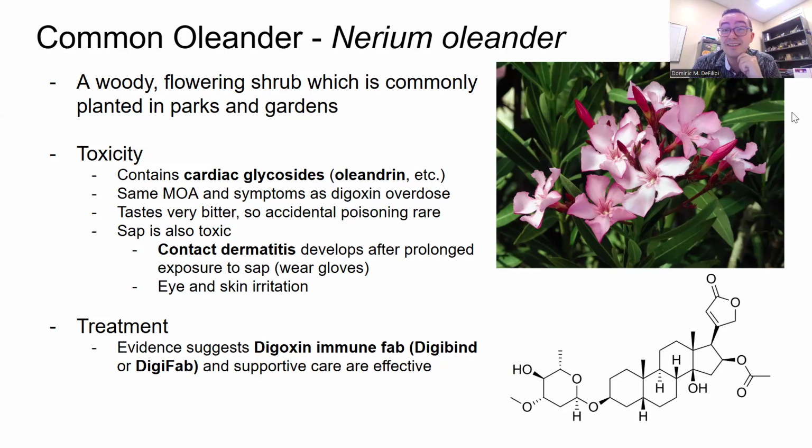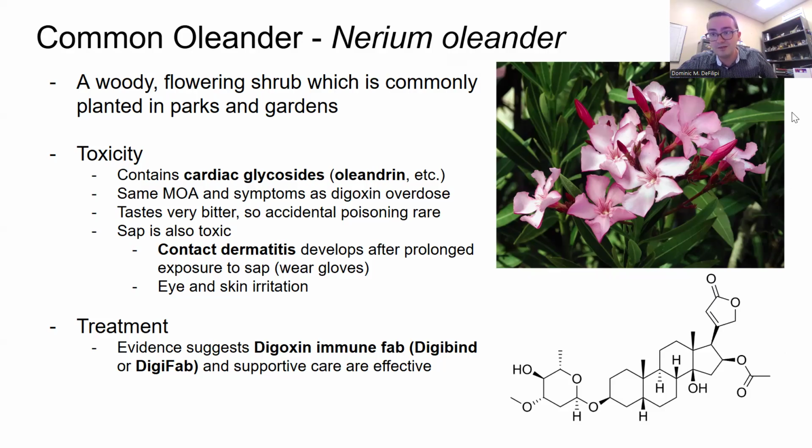The sap of the oleander is also incredibly toxic. It's so toxic that it causes contact dermatitis after prolonged exposure to sap. So even if you're trimming oleander in your garden, it's a good best practice to wear gloves so you don't get the sap on your hands. And of course, not to touch your eyes or other parts of your skin because it can cause eye and skin irritation.